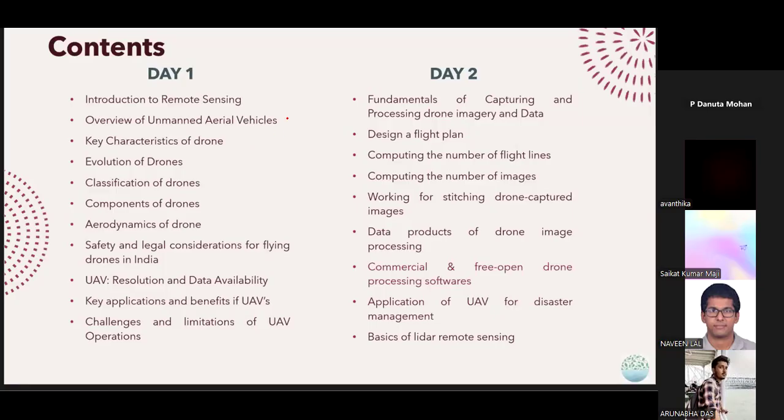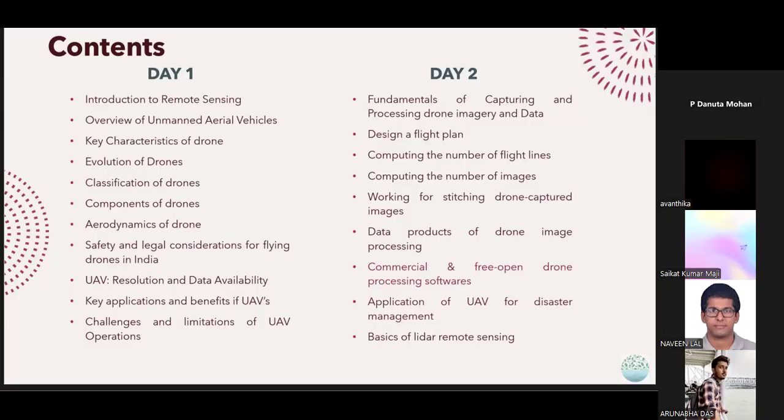So we covered our first topic, and then I gave an overview of unmanned aerial vehicles, basically known as drones. A drone is a remote controlled pilotless aircraft, and we discussed how and why we are switching to drone technologies nowadays. We talked about the key characteristics of drones: high spatial and temporal resolution, and the use of battery and fuel, which makes them more economical compared to satellite images.